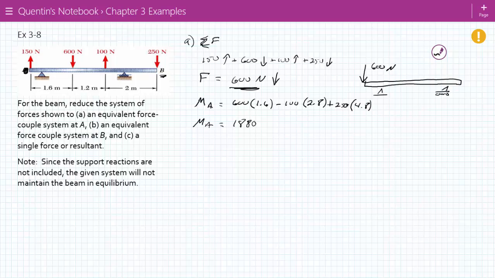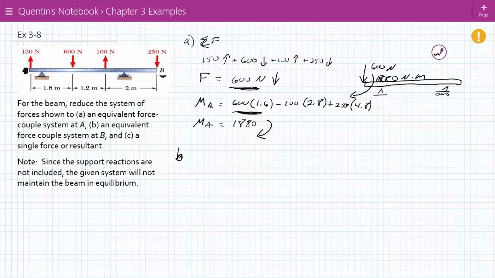In which direction? Now you notice I picked the first one to be positive. There's no real rhyme or reason, I just picked one positive and am being consistent that they're opposite. So this one is in the direction I defined as positive. Therefore, over here I have 600 newtons pushing down and 1880 newton meters rotating it about that axis. So that's part A.